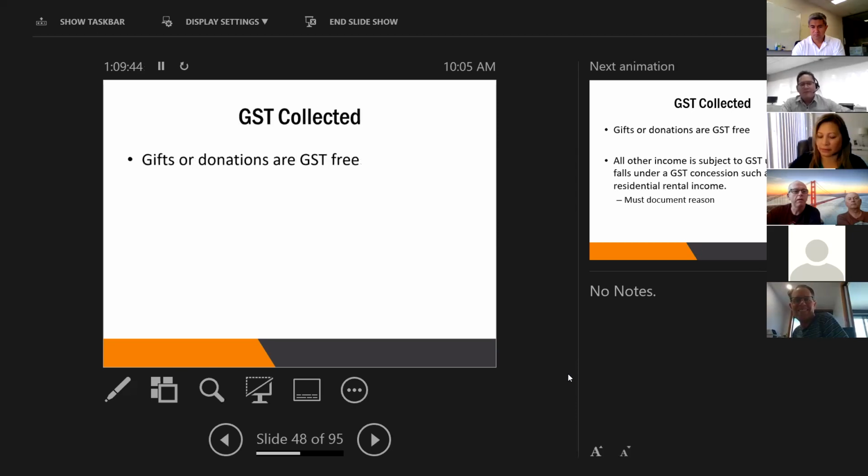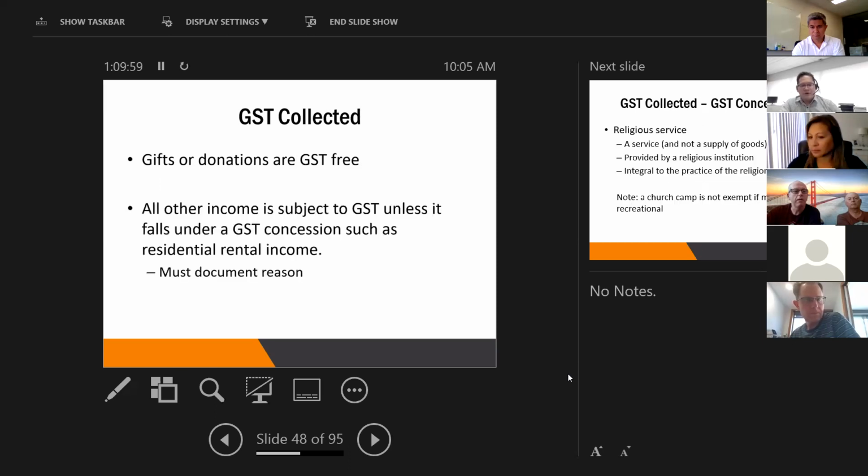All right, now let's have a look at GST collected. There is no GST on gifts or donations. They are free, you don't have to pay GST on those gifts or donations. All other income is subject to GST unless it falls under a GST concession, such as, again, residential rental income. And you must document the reasons there.